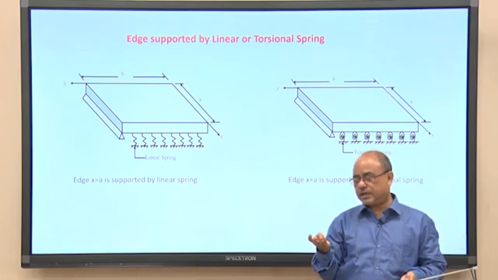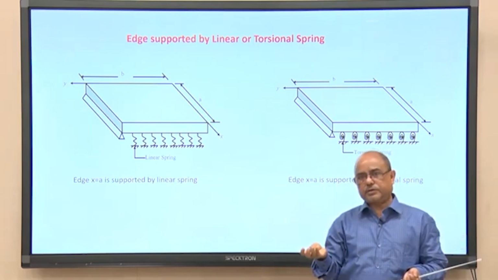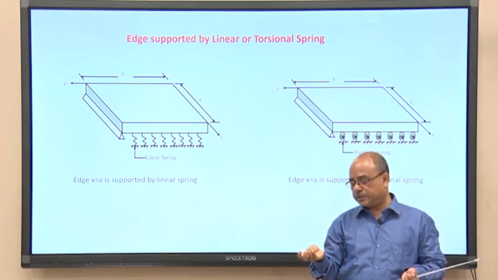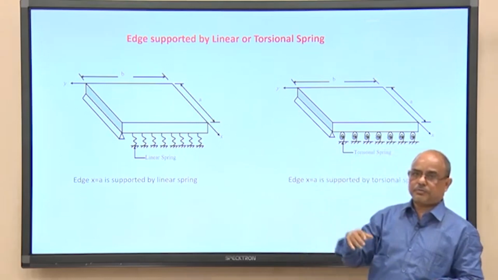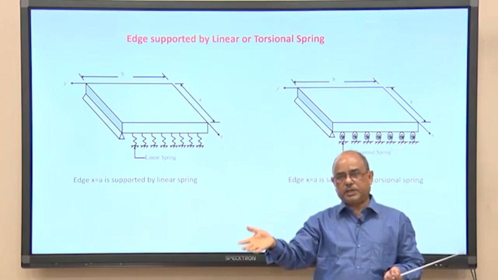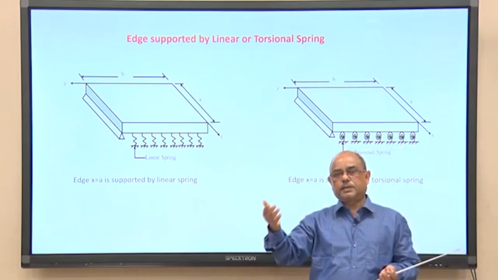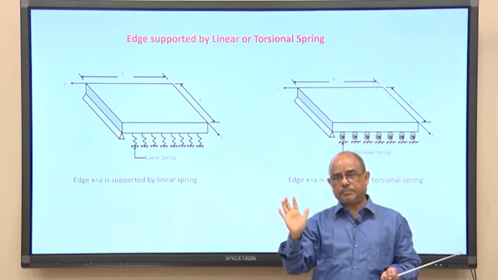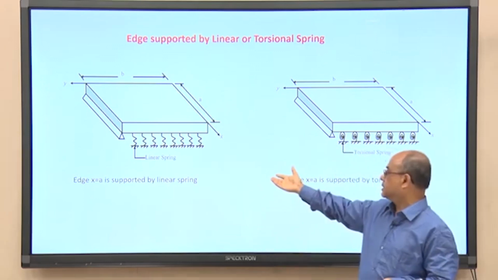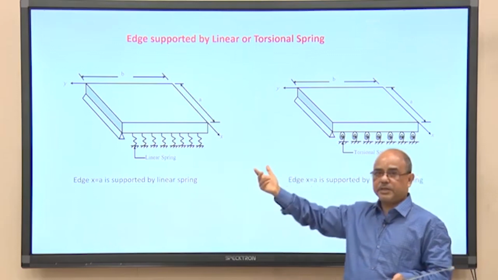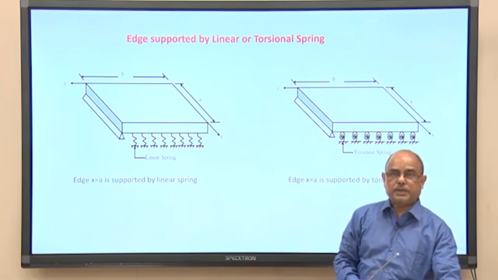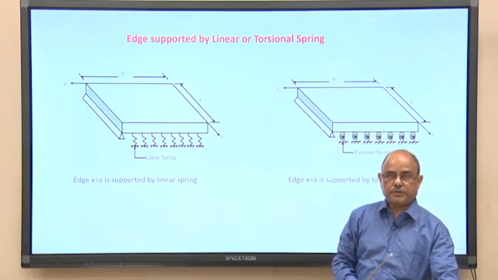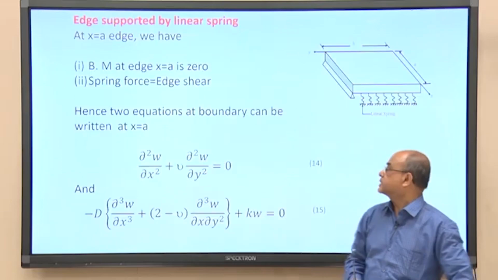Classical boundary conditions are clamped, pinned or simply supported, and free. These three are classical boundary conditions. Non-classical boundary conditions: I have shown the beam resting on the elastic support, then the plate resting on the elastic beam, the plate resting on the linear spring, and the plate resting on the rotational spring. So, let us see what the equations for boundary conditions may be in these two cases separately.